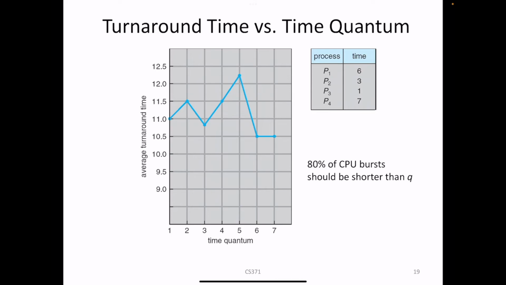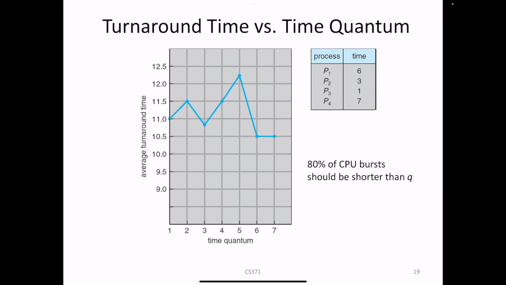The figure in this slide can give you a rough idea about how to set the time quantum. In this figure, we show how the average turnaround time can change with different time quanta under the given settings. Here we have 4 processes with different CPU burst times, which are 6, 3, 1, 7 respectively. The left side shows that with different time quantum settings, we can get a different average turnaround time.